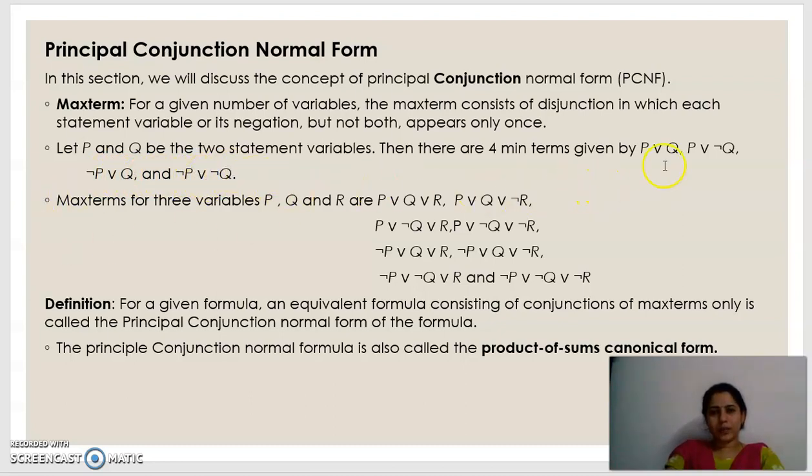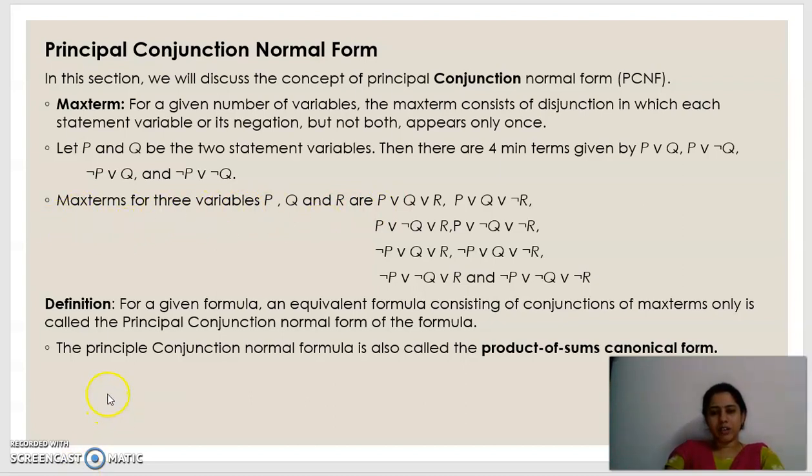So four max terms are possible, and if there are three variables, then there are 8 possible max terms. Max terms are connected by OR. So all possible combinations of the variables connected by OR are nothing but max terms.